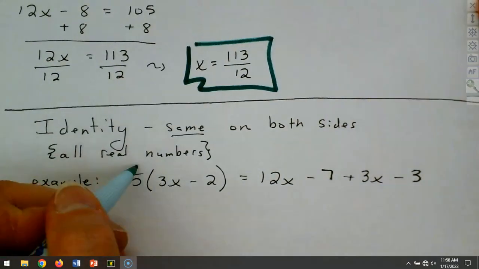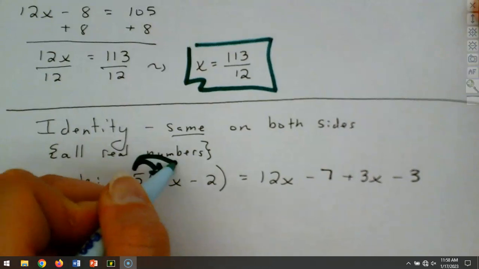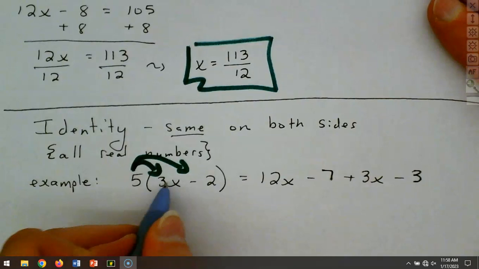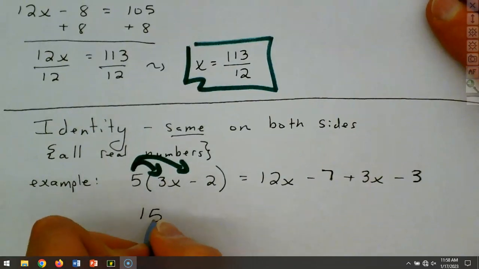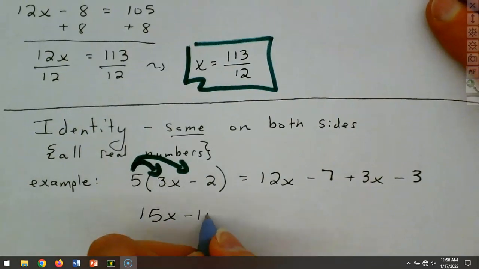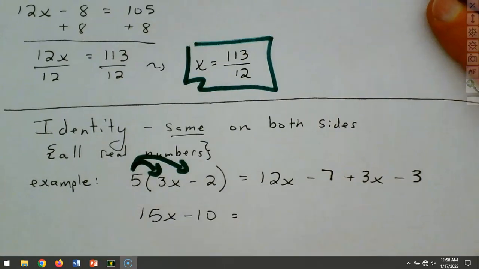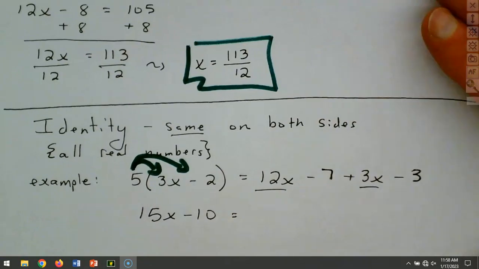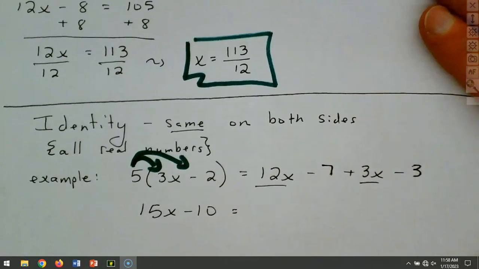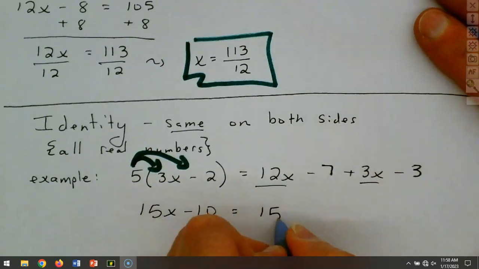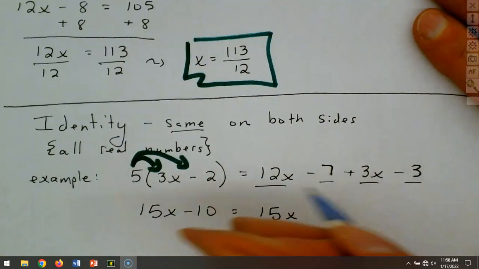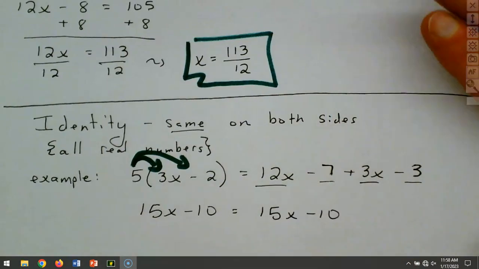because when I distribute the 5 through, let's work on the left-hand side first. When I distribute the 5 through, what does that give you? 5 times 3, that's a 15x, and 5 times a negative 2, well, that's a negative 10. Right-hand side, combine like terms, 12x and 3x makes it a 15x, and minus 7 and minus 3, that makes it a minus 10.